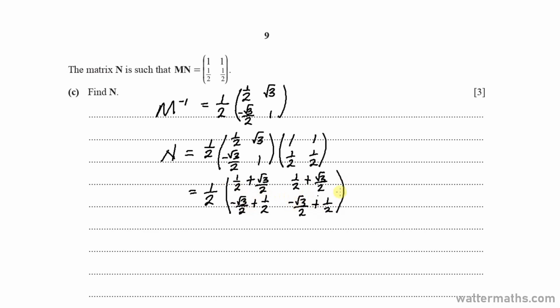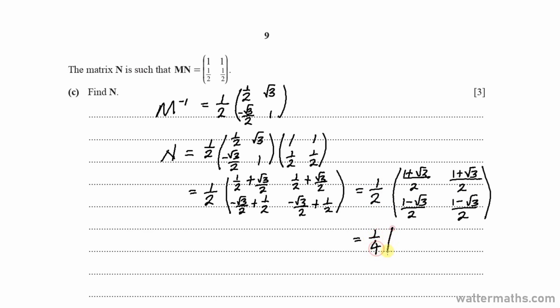Now here, this can be simplified to, I have the half here, and at the top we can have 1 plus root 3 all over 2, 1 plus root 3 all over 2, and here we can have 1 minus root 3 all over 2, and 1 minus root 3 all over 2. And now factoring out a half, then the half multiplies the half that's already outside to give us a quarter. So we are left inside with 1 plus root 3, 1 plus root 3, 1 minus root 3, and 1 minus root 3. So now we have the matrix N simplified. So that's how we do it. We can now scroll down to part D.